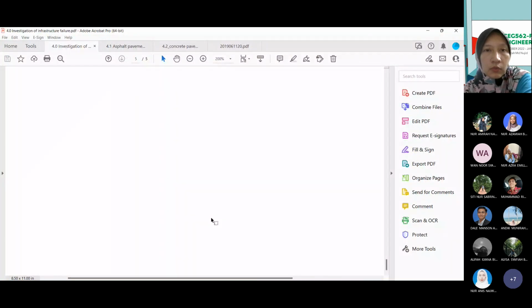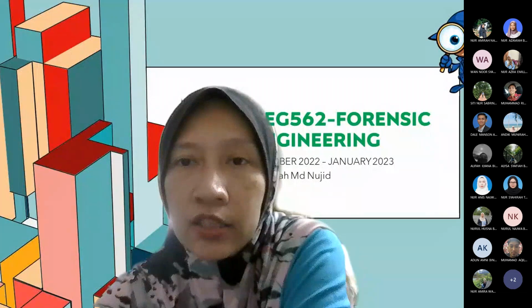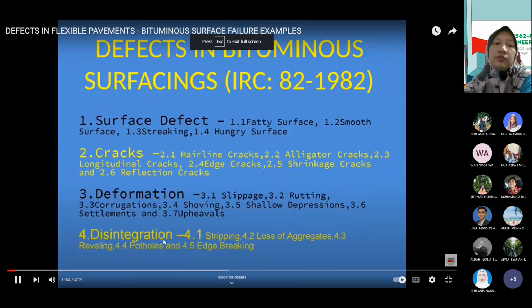Okay, now I'm going to share with you last but not least the defects in bituminous surface. So the bituminous surface is a keyword indicating a flexible pavement. Kalau you ada defects in concrete, so mungkin lah this slide may not be relevant lah. So saya akan share untuk kita hayati bersama apa jenis kegagalan yang ada untuk bituminous surfacing.